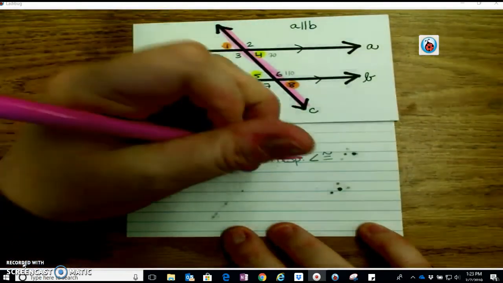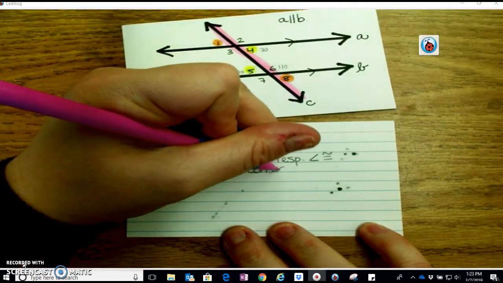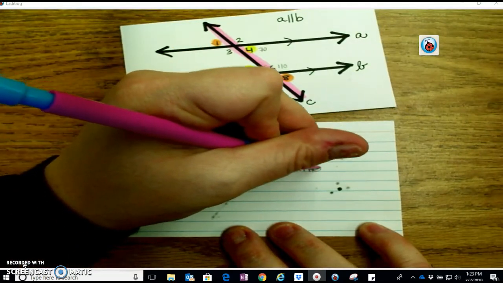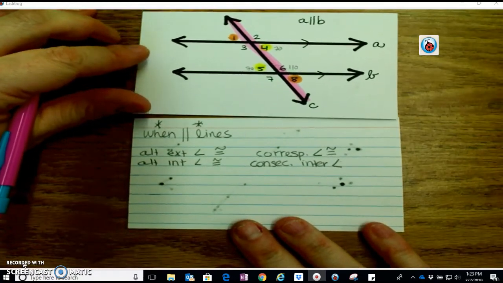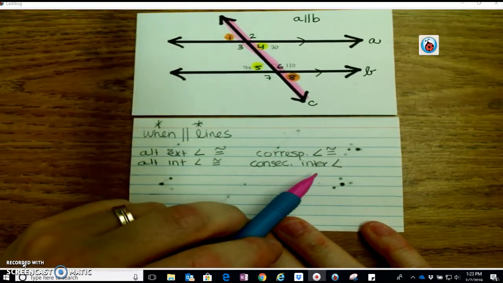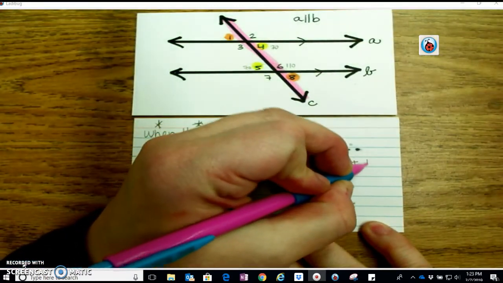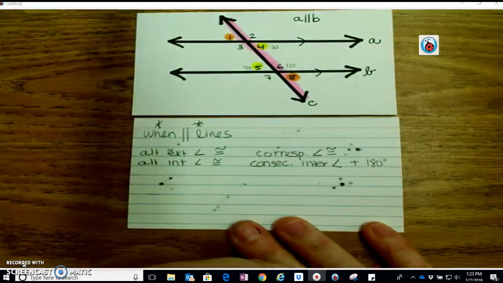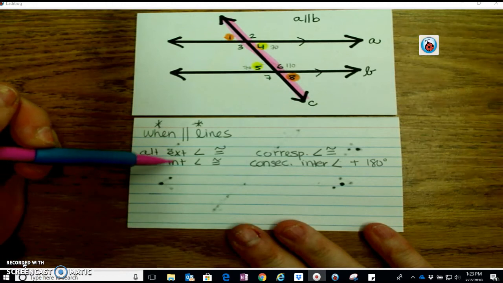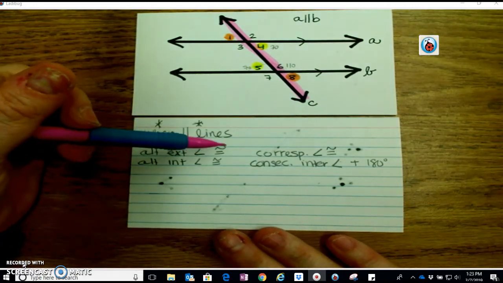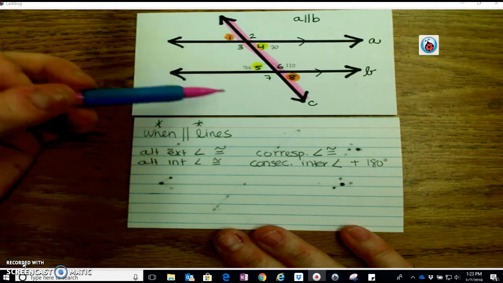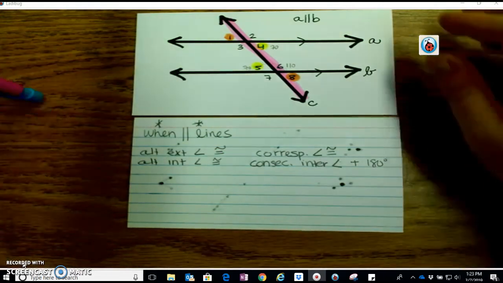These are what are called consecutive interior angles. And that's abbreviated, but on your vocab sheet you have it spelled out. Consecutive interior angles add up to 180 degrees. So understanding these relationships in parallel lines can help us solve and find missing angles algebraically.